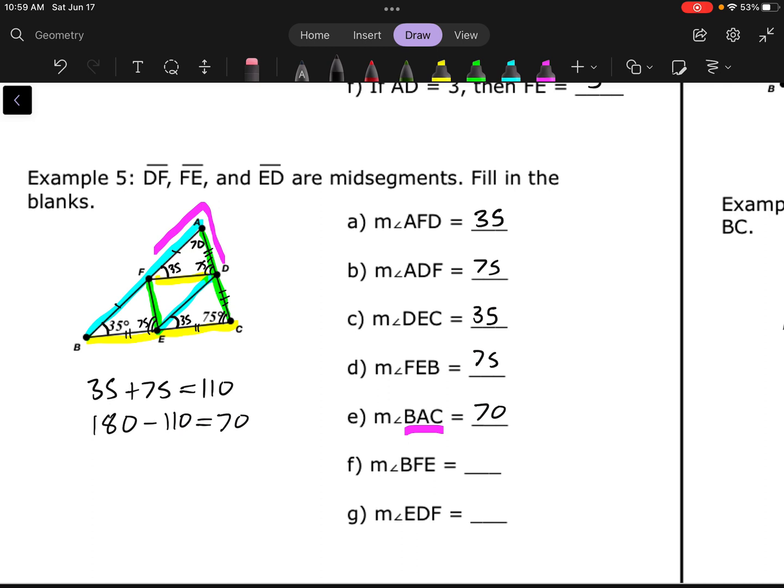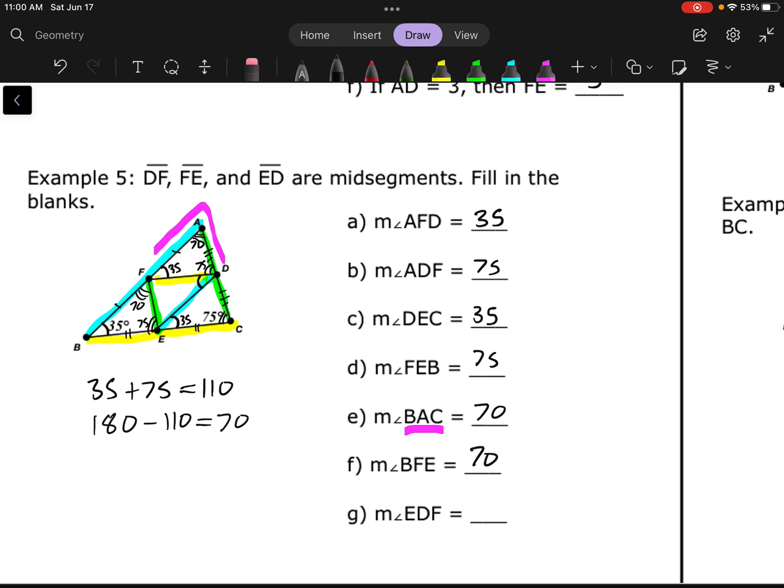And then, using that, we can do a little bit more corresponding angle stuff and see that BFE, this angle right there, that's corresponding with the 70 up there, using the green lines. So that's got to be 70. And then EDF, where's EDF? EDF is right here.